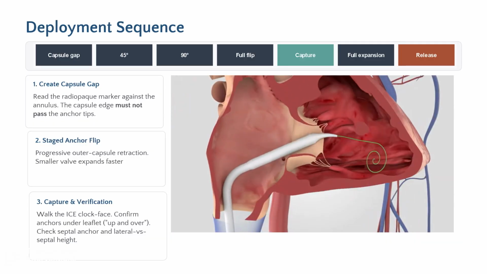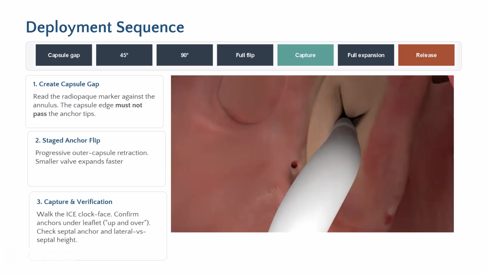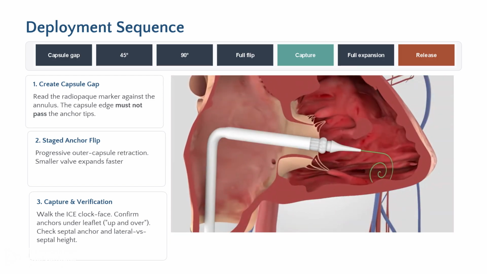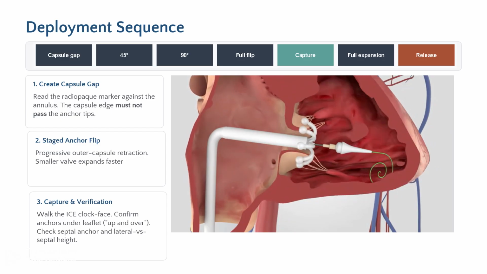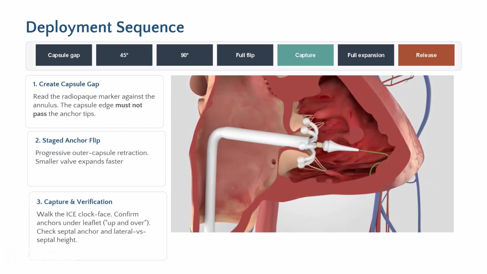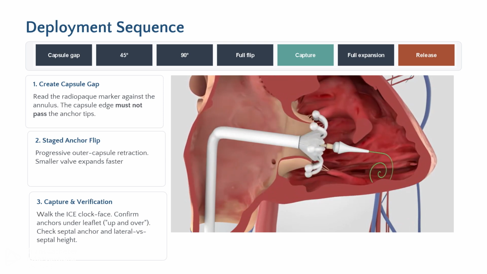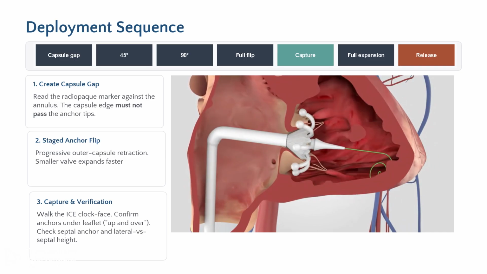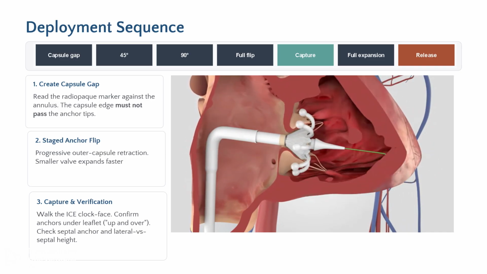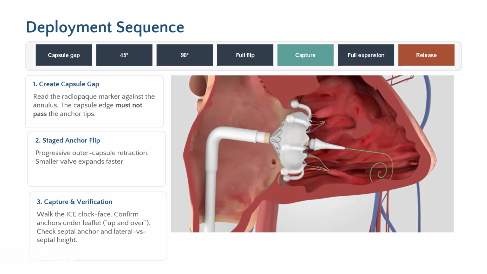You can see the ice catheter there. This is just an animation, so you can get a sense of the navigation of the devices and the anchoring of the system. So you want to create a capsule gap, and then there's a staged anchor flip. So you go from 45 to 90 full flip to capture the leaflets, and then full ventricular expansion. And I actually find the most anxiety-provoking part of the procedure is getting the device out through the valve. So here you see ventricular expansion deployment.